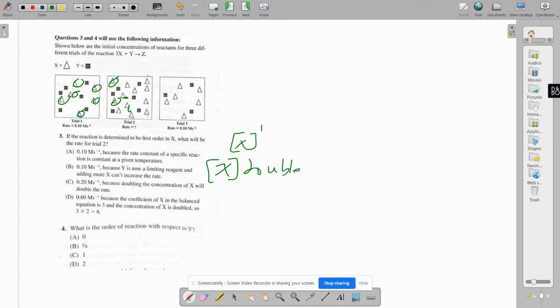So it being first order, that means the rate would also double. Classic first order kinetics. So I would say the best answer would definitely be letter C. The rate's going to go from 0.1 to 0.2, because doubling the concentration of X will double the rate. I just figured that out by counting the number of particles in the box. So that's pretty straightforward.